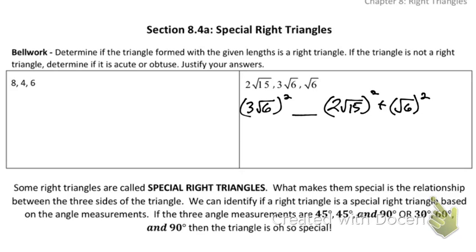It would be 3 squared, which would be 9, times 6. Compared to 4 times 15, plus just plain old 6. Now we see 9 times 6 would be 54, compared to something like 60 plus 6. Right there we can check to see if I did everything right.